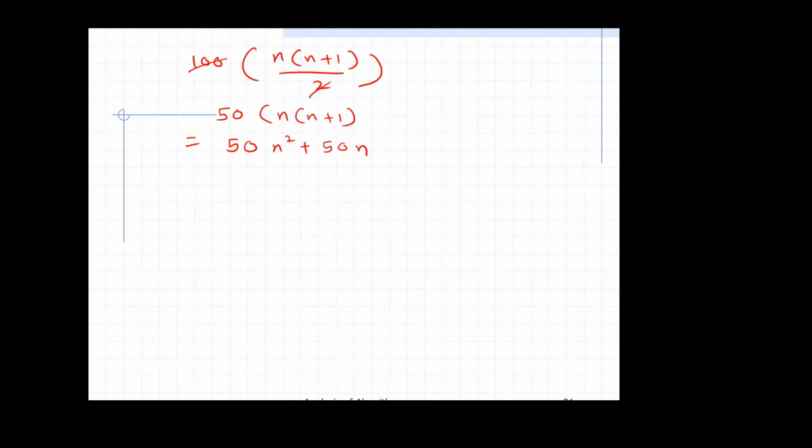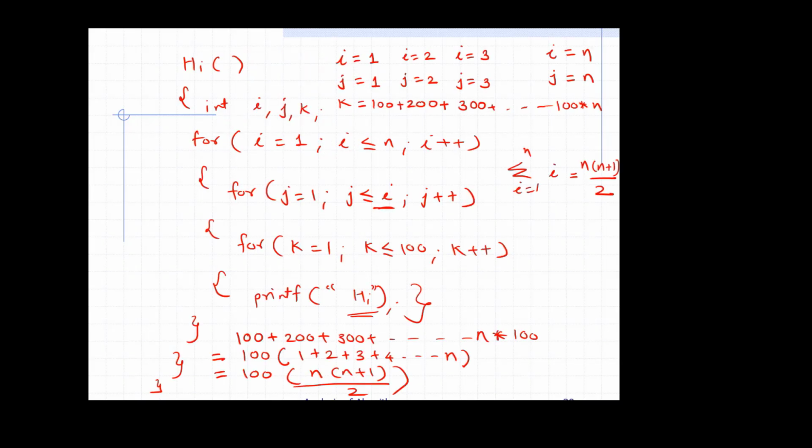So you will notice that although there were 3 for loops, the third for loop was independent of n. If you notice the third for loop that we were talking about, it goes from 1 to 100. So whatever the value of n is, it doesn't really affect the third for loop.